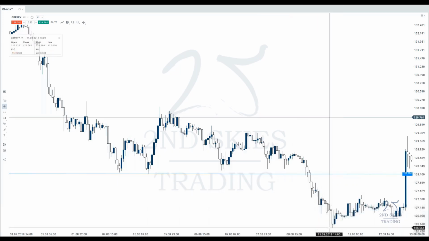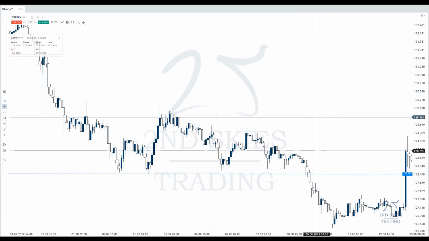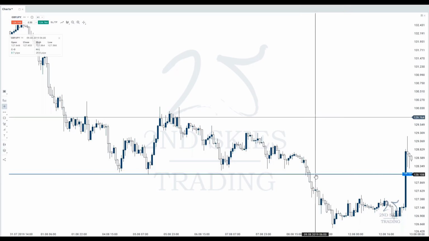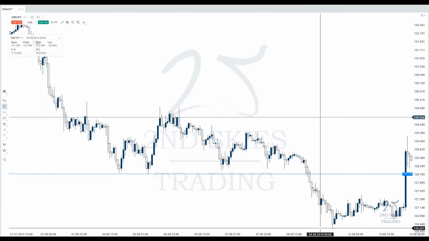And this thing went for a total of about 145 pips. And I had, what is that? I got in at 79 minus 9 pips because I'm in at 128.09. So 70 pips stop loss and 145 pips. That's a plus 2R right there.